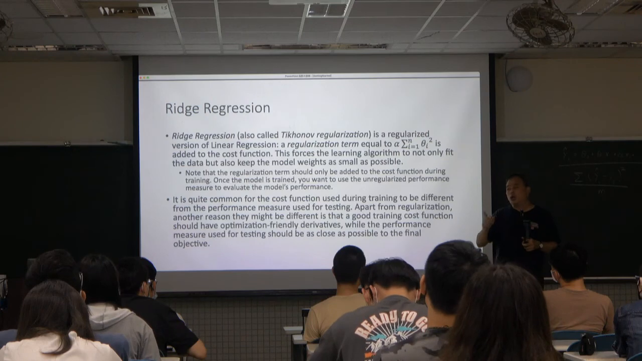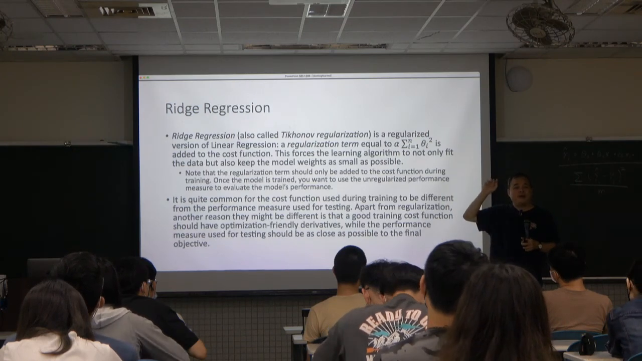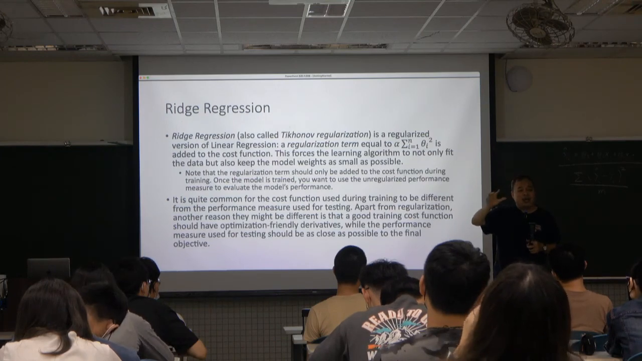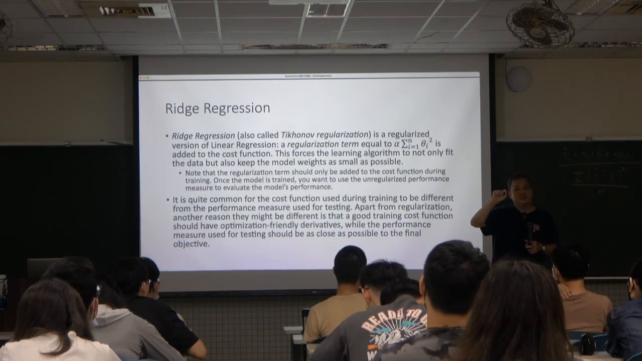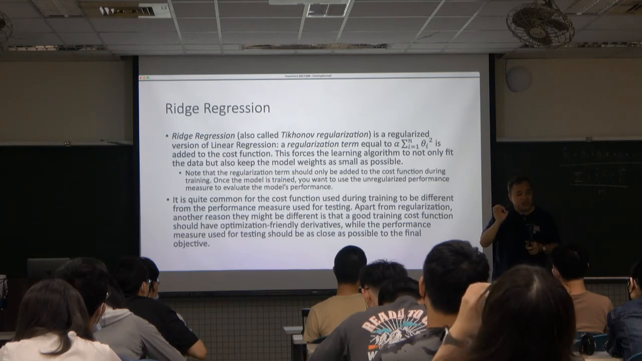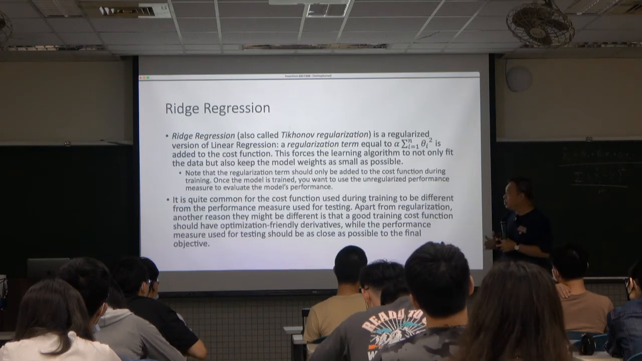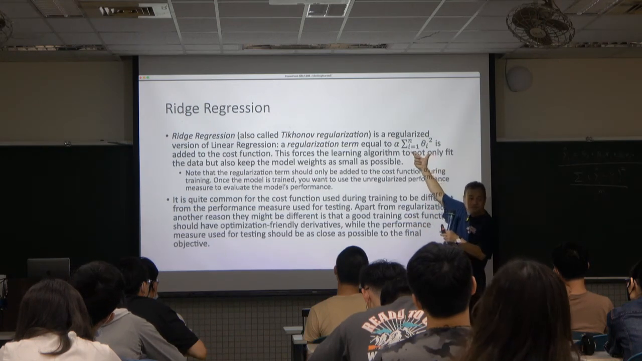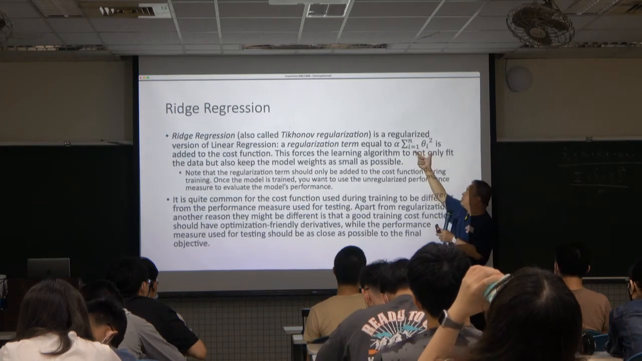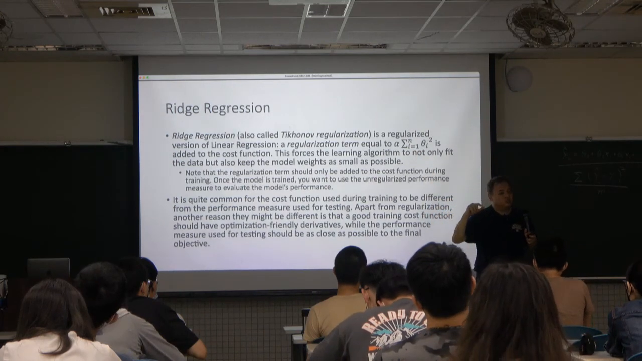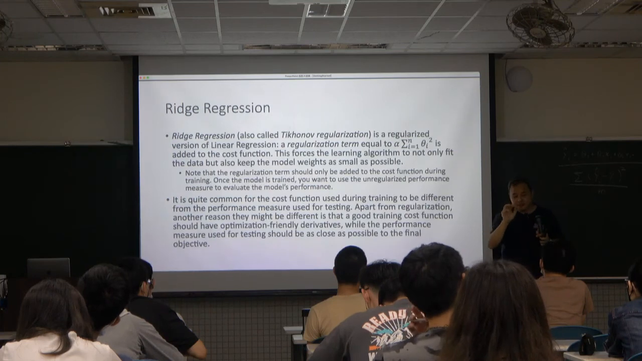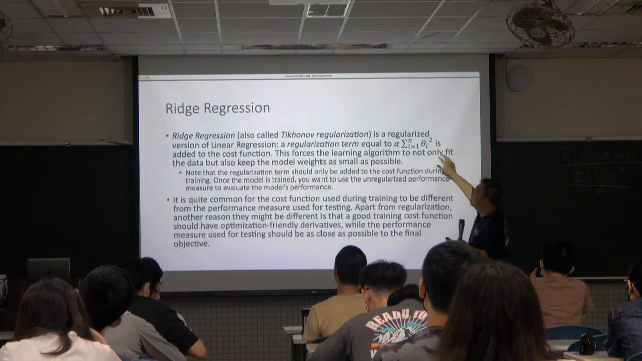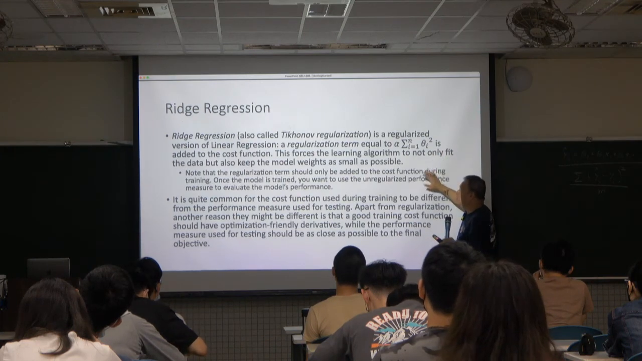But remember, when we use gradient descent, we are reducing the value of the cost function. So not only do we reduce the original term in the cost function, we also reduce this term. Reducing this term puts a certain constraint on these theta i's. So that's the basic idea of the ridge regularization, or L2.